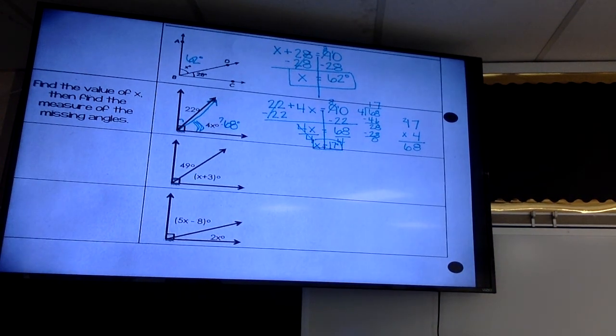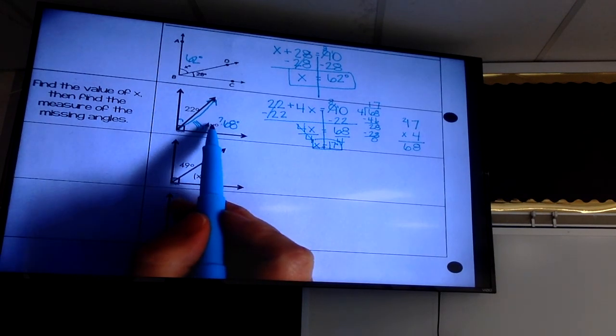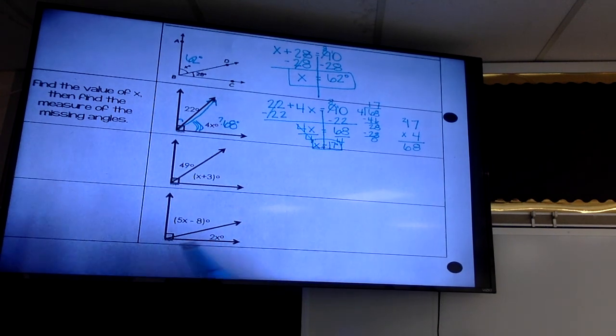So if this were a test, there's kind of like 3 parts to it. 1, can you write the equation? 2, can you solve it correctly to get x? And then 3, can you tell me the measure of the missing angle?